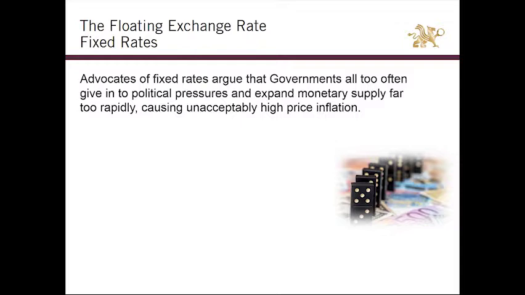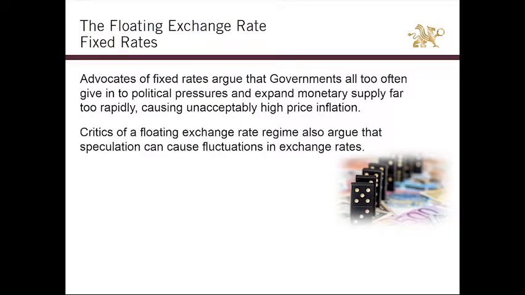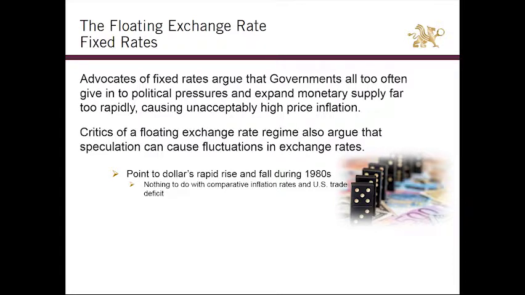Speculation. A fixed exchange rate regime precludes the possibility of speculation. Monetary expansion can lead to inflation, which puts downward pressure on a fixed exchange rate. Critics of a floating exchange rate regime also argue that speculation can cause fluctuations in exchange rates. They point to the dollar's rapid rise and fall during the 1980s, which they claim had nothing to do with comparative inflation rates and the U.S. trade deficit, but everything to do with speculation.